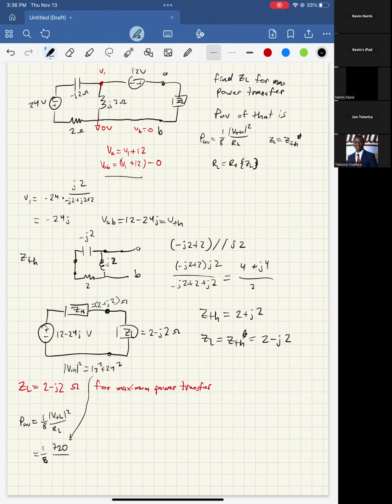And then that over RL, we'll write some other arrows. That's over 2. So we have 720 divided by 2 divided by 8, and we get 45 watts. Because power average is like real power, we can say that in watts. So that would be our answer for that. Okay, so we've gotten everything.